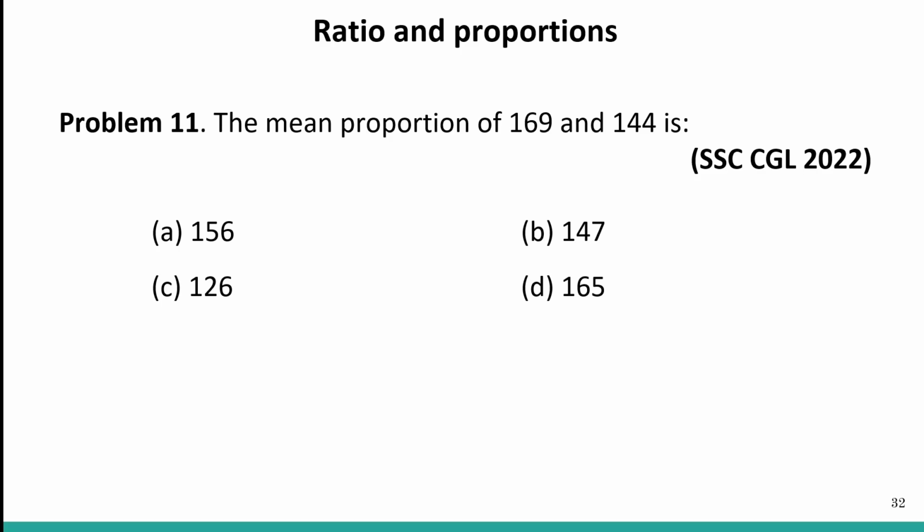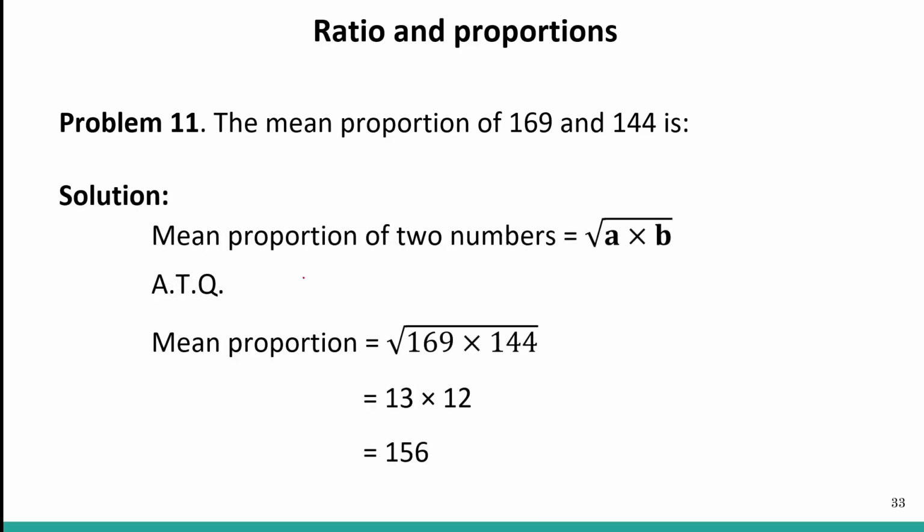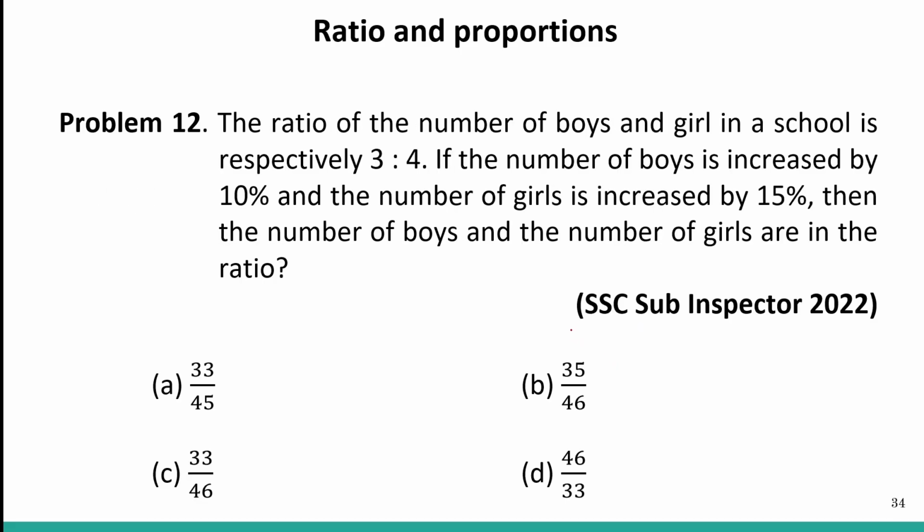The mean proportion of 169 and 144 is, the mean proportion of two numbers is equal to the square root of A into B. So 169 into 144 under the root is equal to what? 156. Okay, this is the answer. So the ratio of the number of boys and girls in a school is 3 is to 4. If the number of boys increased by 10% and the number of girls increased by 15%, then the number of boys and the girls are in what ratio? Okay. So this question has been asked in SSC Sub Inspector 2022 paper.